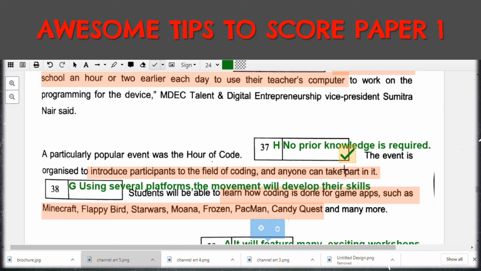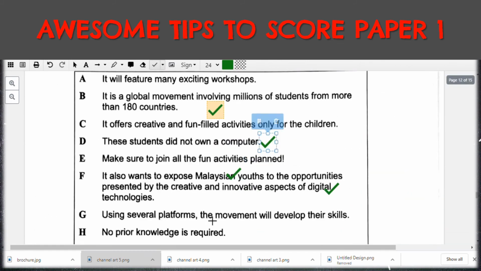You don't care whether you know or do not know, whether you have knowledge of computers or coding, you still can join. That's why anyone can join, anyone can take part. These are the keywords. Anyone means you don't need any previous knowledge. You don't need knowledge of coding in order to take part. So let's see, is there any other possible answer?